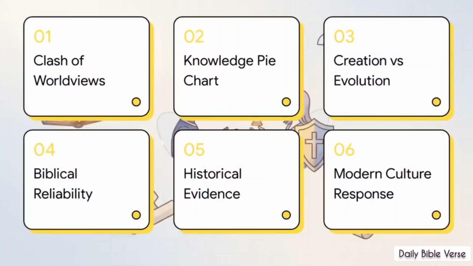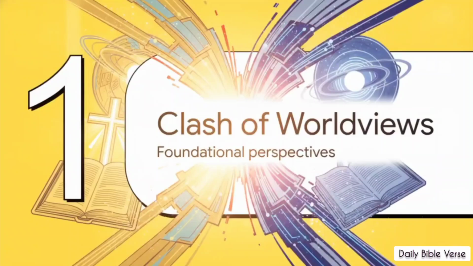So here's our roadmap for today's explainer. We'll start with the clash of worldviews, move into the knowledge pie chart, tackle creation versus evolution, look at defending biblical reliability, examine the historical evidence for Jesus, and finally wrap up with responding to modern culture. Let's hit Section 1, the clash of worldviews, understanding foundational perspectives.